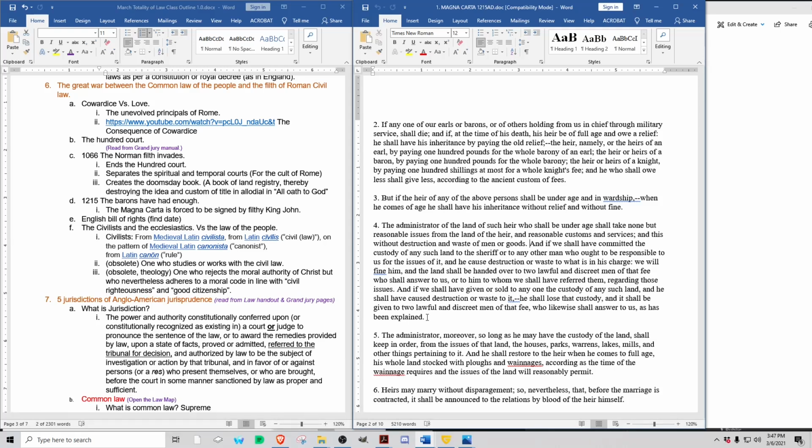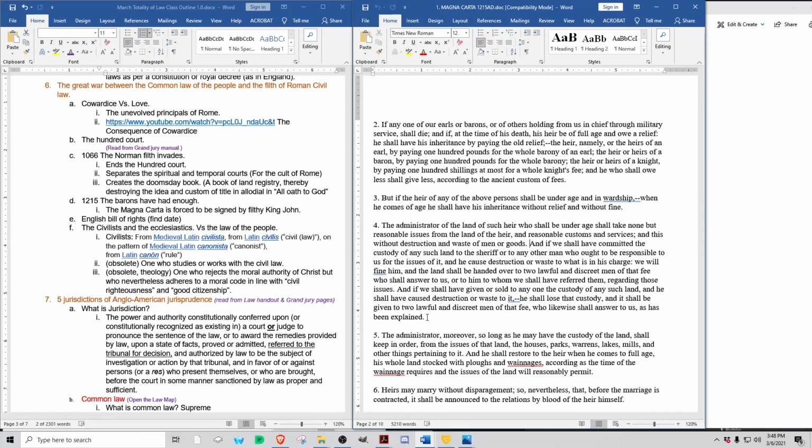And the land shall be handed over to two lawful and discreet men of that fee, who shall answer to us. So every single time that it goes before another judge and attorney, another judge and attorney, that's just getting handed over and handed over. The claim is never made. The claim to your estate is never being properly made. That's why it just keeps getting handed over. And why you keep being a ward of the court, right?